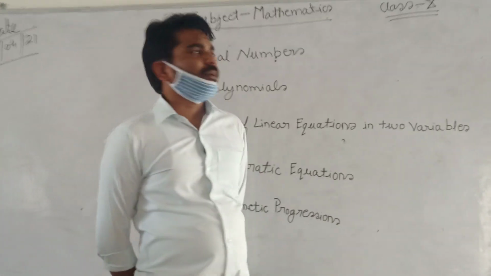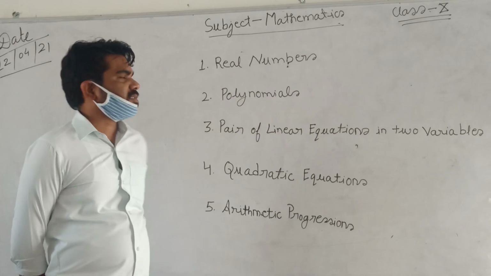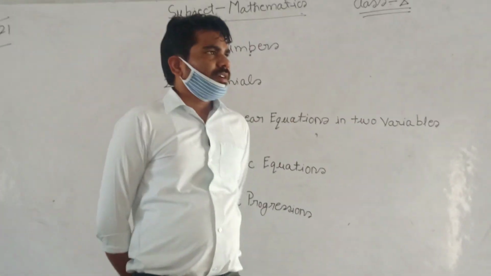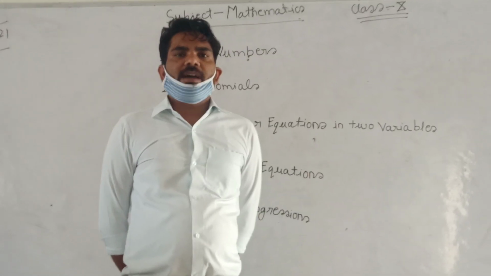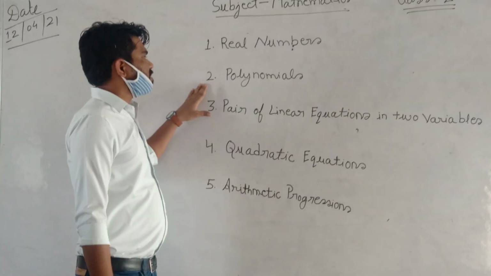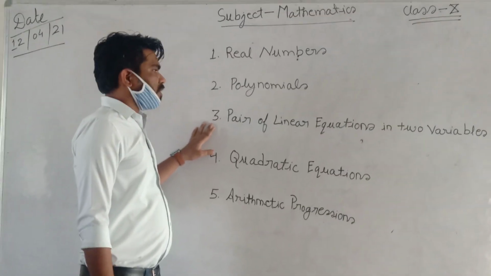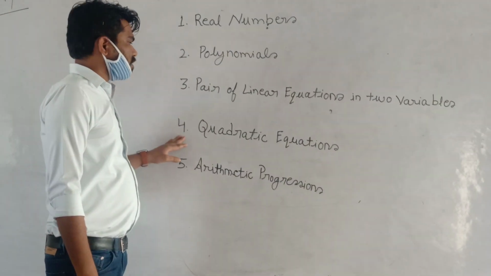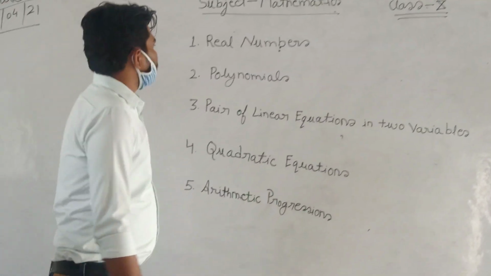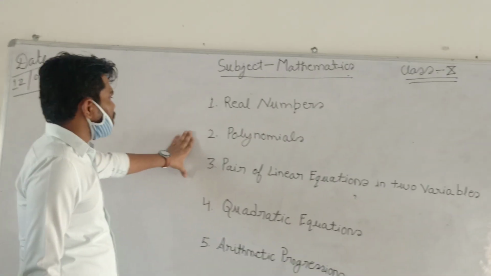Today we will discuss your class 10 syllabus. There are 15 chapters in your syllabus, and we will complete 5 chapters in the first term. First is real numbers, second is polynomials, third is pair of linear equations in two variables, fourth is quadratic equations, fifth is arithmetic progression. So first of all, we will complete 4 chapters.